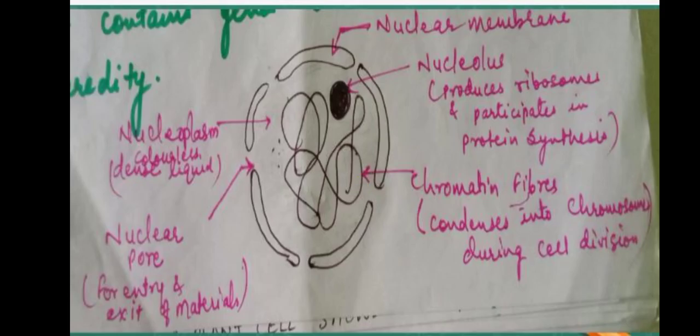You can see diagram of nucleus. Nucleoplasm is present inside the nuclear membrane, which is a double-layered membrane. Nuclear membrane has pores which are called as nuclear pores for entry and exit of material. And in the nucleoplasm, we have two very important structures. First one is nucleolus, another one is chromatin fibers. Let's see what these structures are.